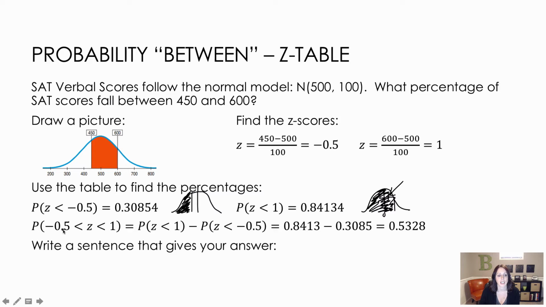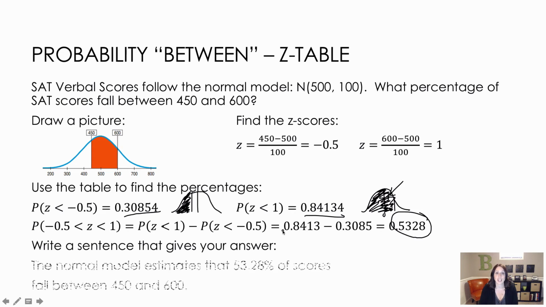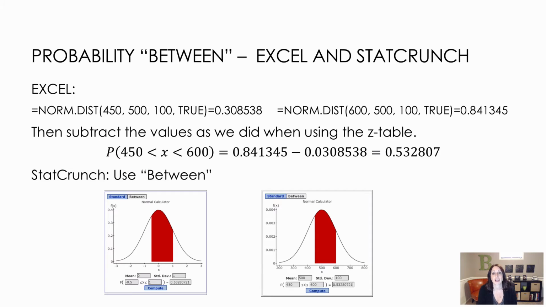So that is what I've done here. I've subtracted the probability that z is less than 1 minus the probability that z is less than negative 0.5. And that is my value of 0.5328. So the sentence, of course, would be that the normal model estimates that 53.28% of scores fall between 450 and 600. Again, using a z-table, not my favorite way. Using Excel, again, not my favorite way. Excel makes things a little bit more complicated.